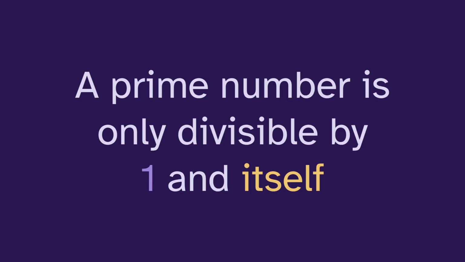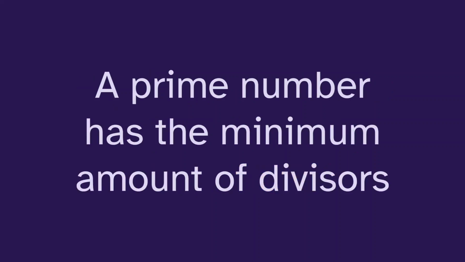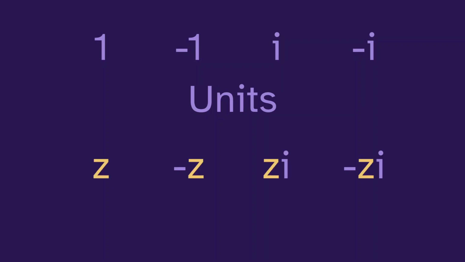We often use the definition that a prime number is only divisible by 1 and itself. And maybe we can think of this instead as a prime number has the minimum amount of divisors. Everything is divisible by 1, everything is divisible by itself, so primes have the bare minimum. And we're ignoring 1, that's a special case. In the Gaussian integers, the minimum is higher. Every number is divisible by 1, negative 1, i, and negative i. We call these the units.